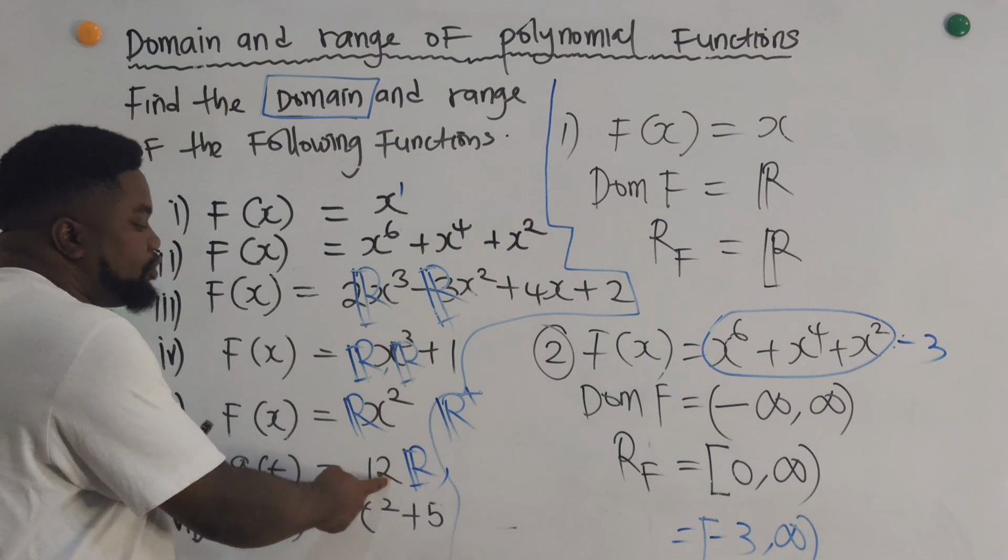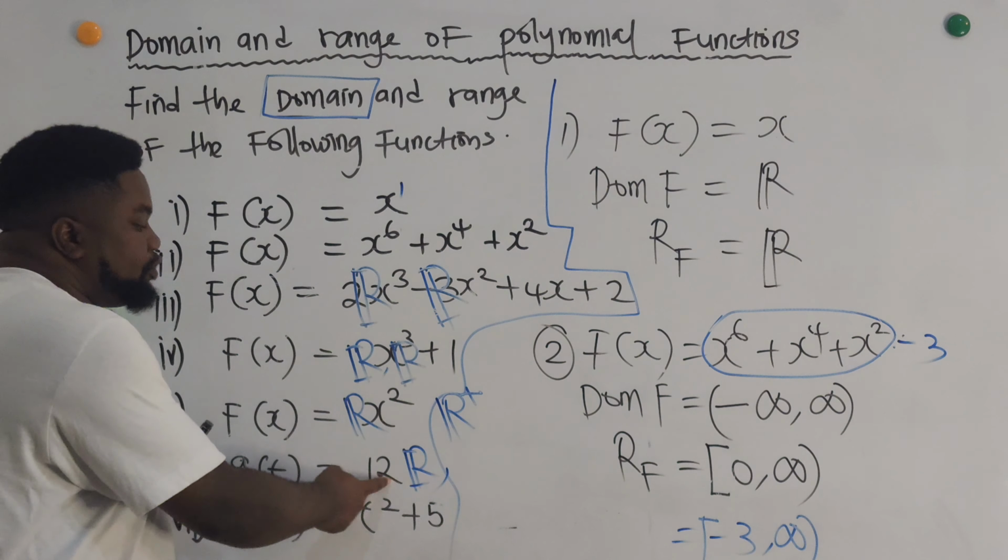Alright, so the last one, number 7. I know you can do it. Sam, can you? Yes. If you check here, I have even power. So first of all, let's write our domain first. Our domain here is what? All real numbers. Yes, that's our domain. Now our range. What's the range? If you check well, our power is even, but here we have an extension plus 5.